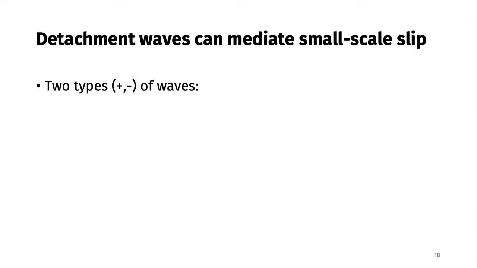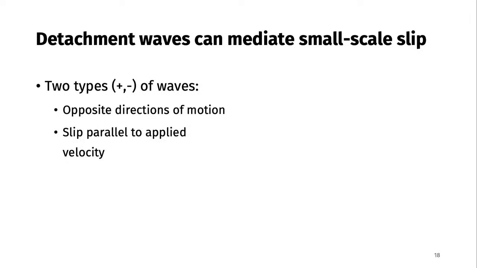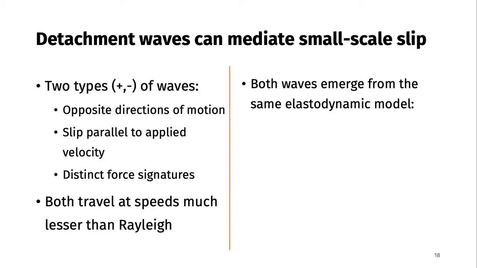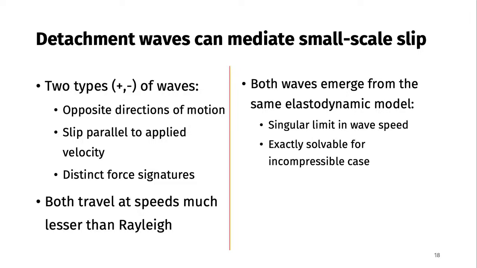Okay, so I'll summarize this part before I move on to the next one. So there are two types of waves, right? There's the plus wave and the minus wave. They have opposite directions of motion, and the slip that they effect is in the same direction. They have to slip in the direction in which they're being pushed. They have distinct force signatures, and both travel at speeds much less than the Rayleigh wave speed. The model gives us two wave solutions from the same elastodynamic model. Singular limit in the wave speed, C by CL can't go to 0. C by CT can't go to 0. It's exactly solvable for the incompressible case.